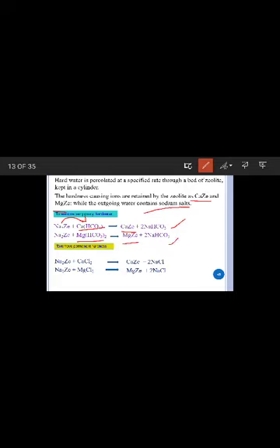And then let me explain how it removes the permanent hardness. We know the salts which are responsible for the permanent hardness are calcium chloride, magnesium chloride, calcium sulfate and magnesium sulfate.